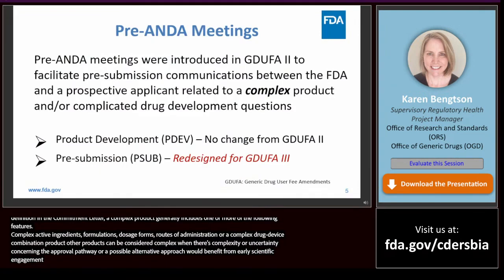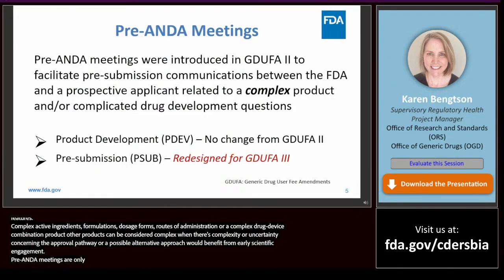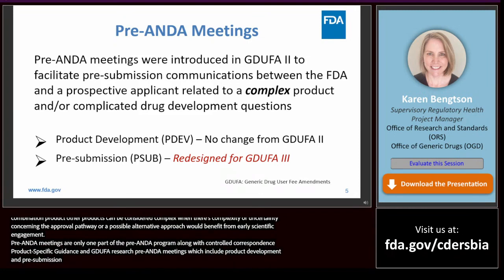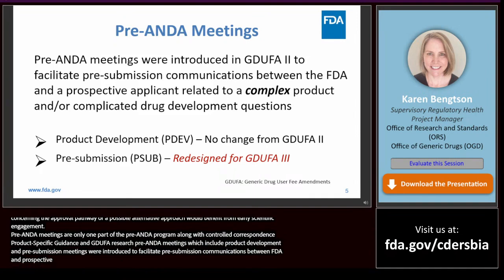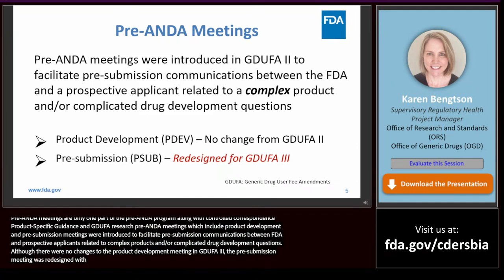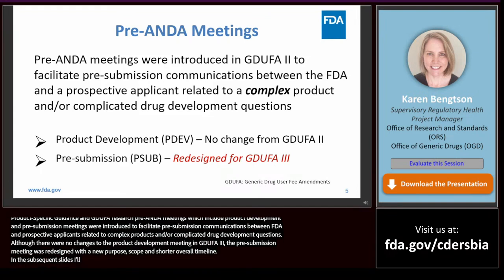Pre-ANDA meetings are only one part of the pre-ANDA program, along with control correspondence, product-specific guidance, and GDUFA research. Pre-ANDA meetings, which include product development and pre-submission meetings, were introduced to facilitate pre-submission communications between FDA and prospective applicants related to complex products and/or complicated drug development questions. Although there were no changes to the product development meeting in GDUFA III, the pre-submission meeting was redesigned with a new purpose, scope, and shorter overall timeline. In the subsequent slides, I'll go through these changes in more detail.